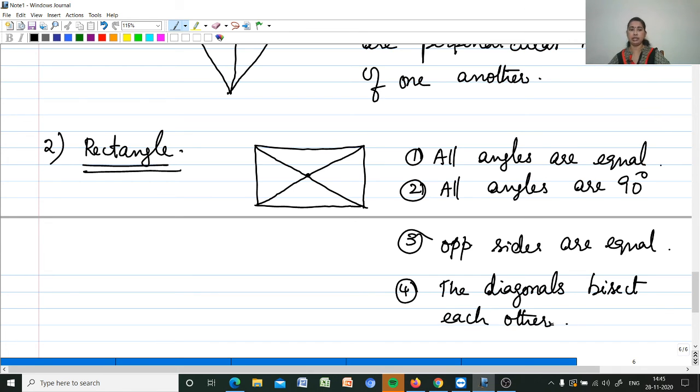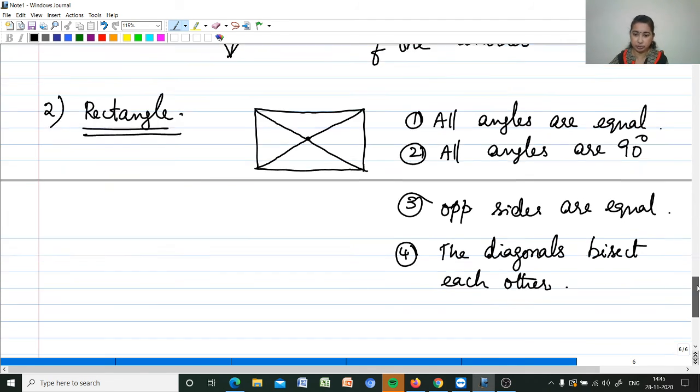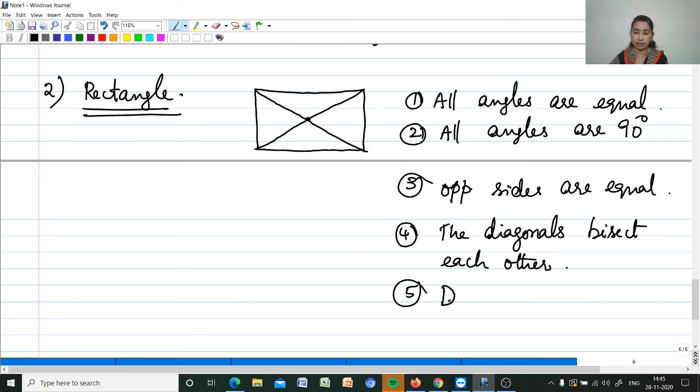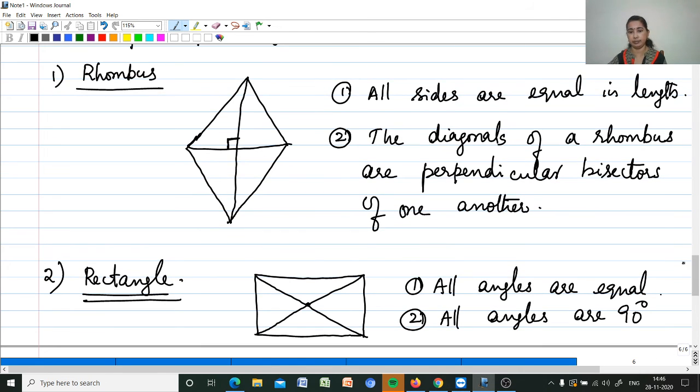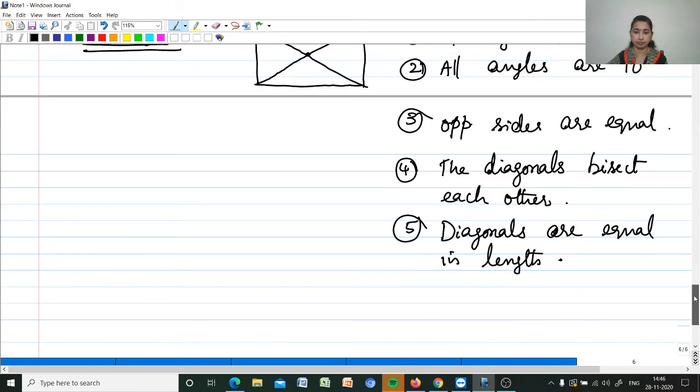So we have to study the properties of all these parallelograms. So that's about the rectangle. The diagonals are equal in length also, that we also have to mention. What about in the case of a rhombus? In the case of a rhombus, diagonals are not equal. They are different. Both the diagonals are of different length.